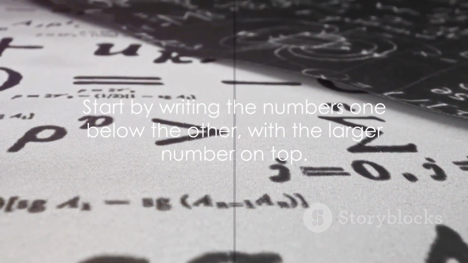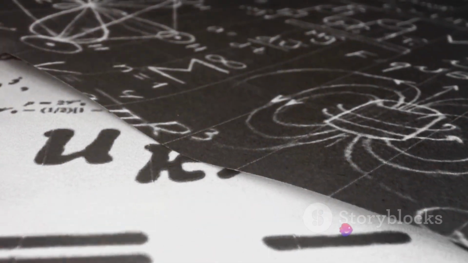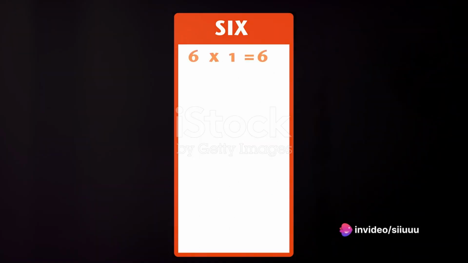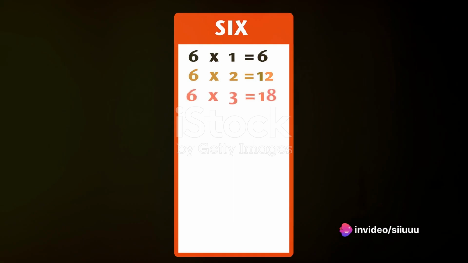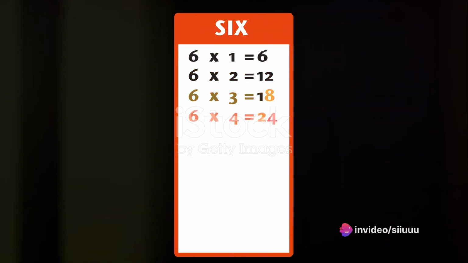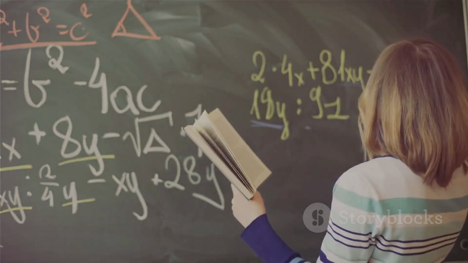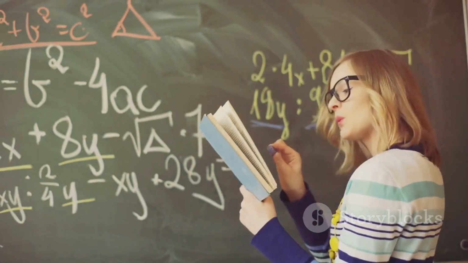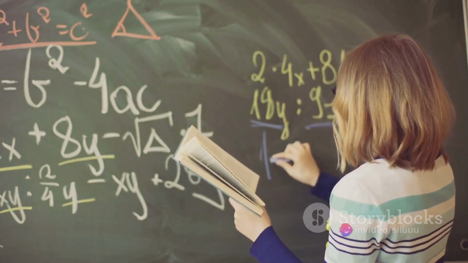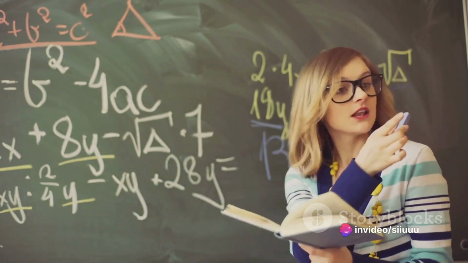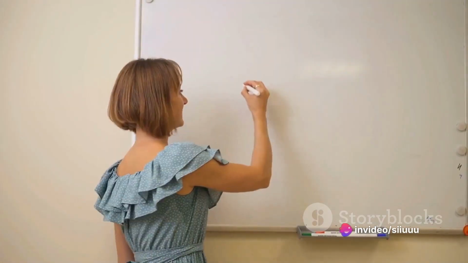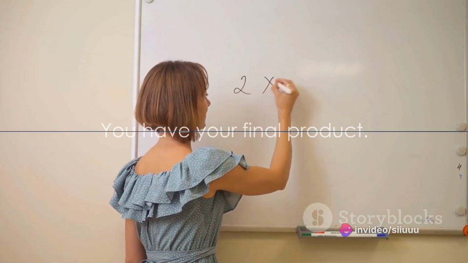Start by writing the numbers one below the other, with the larger number on top. Multiply the digit in the ones place of the bottom number with each digit in the top number starting from the right. Remember to carry over any tens to the next digit. Then, move to the tens place of the bottom number and repeat the process, but this time, add a 0 to the end of your result. Add these results together and voila, you have your final product.